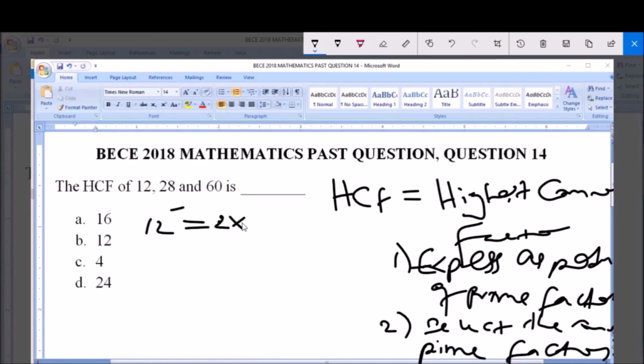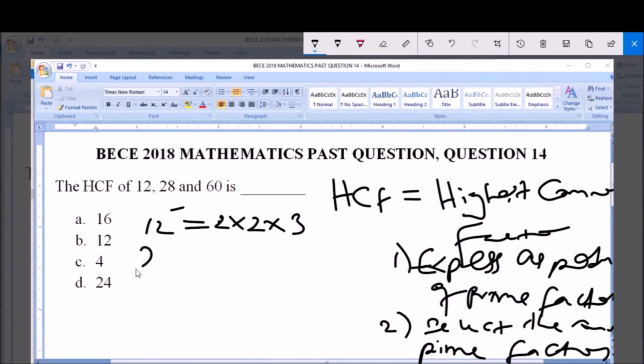Now we check again if 2 can go into 6, because 12 divided by 2 will give us 6. 2 can go into 6 three times. So we write 2 again, times. Now remember, 6 divided by 2 will give us 3. Now 2 cannot go into 3, so we move to the next prime number, which is 3, and 3 will go into 3 once. So we write 3. Therefore 2 times 2 will give us 4, and 4 times 3 will give us 12.